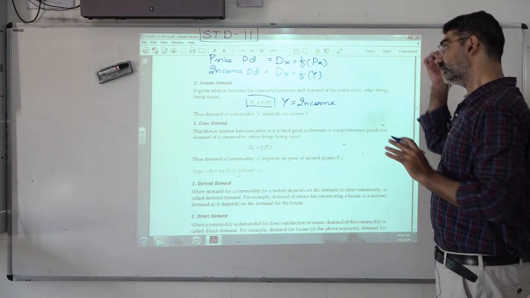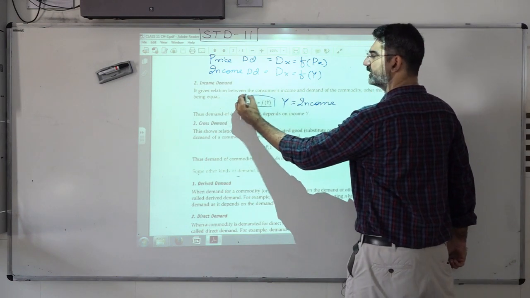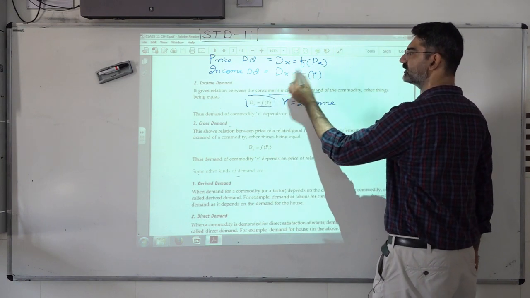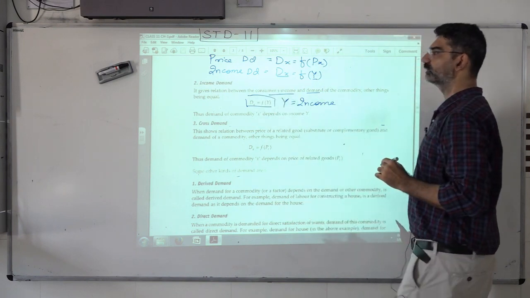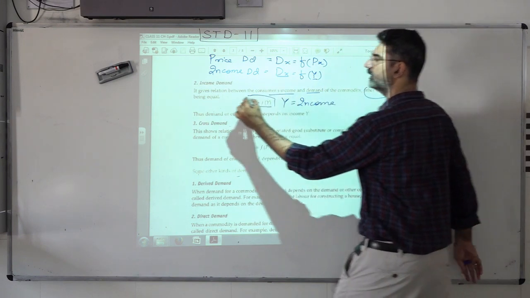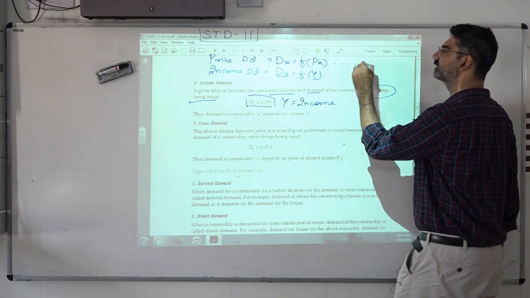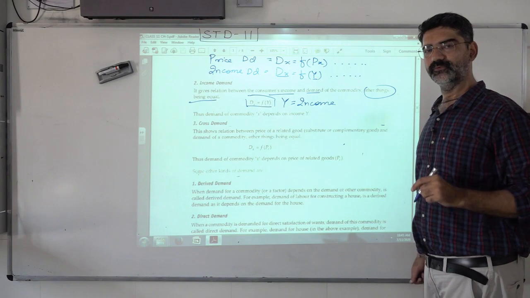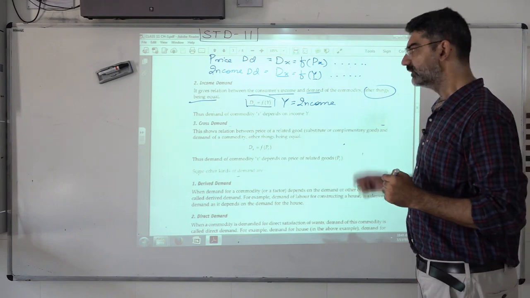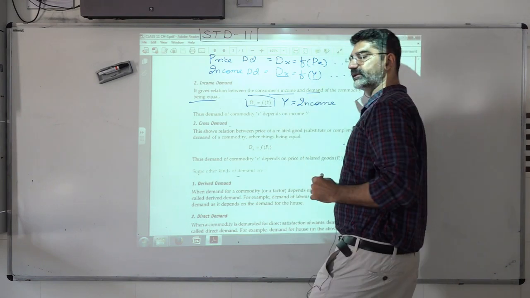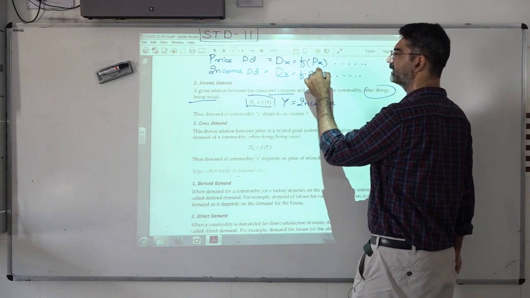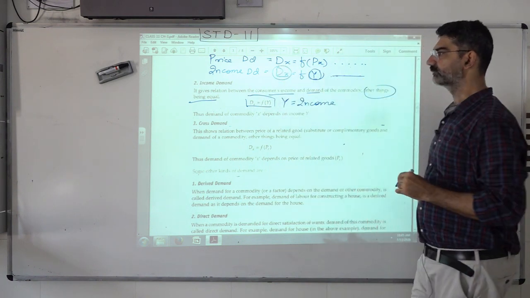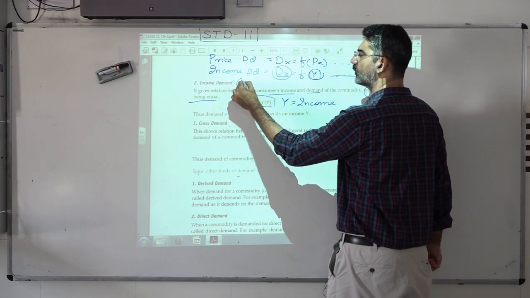It is easy. Okay, what is income demand? It shows the relation between consumer's income and demand of a commodity. Once again, you must not forget to write this: other things being equal. Here too we wrote other things remain same, other things remain equal. This must be in the definition, otherwise the definition is of no use, you won't get any mark in that case. Once again, what is income demand? It gives the relation between consumer's income and the demand of a commodity, other things remain same.